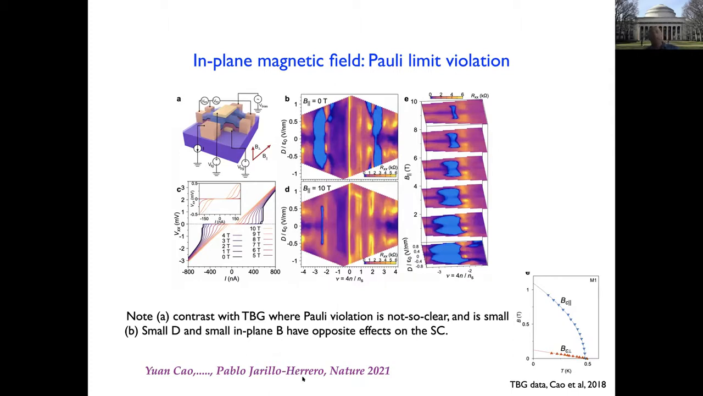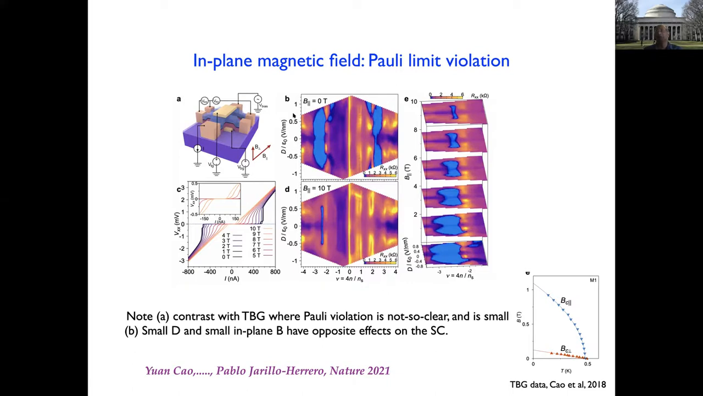So this third paper, the most recent paper by Pablo's group, finds a very striking phenomenon when they turn on an in-plane magnetic field. So if you look at the IV curves, an in-plane magnetic field of up to 10 Tesla is not able to completely suppress the superconductivity, right? So the superconductivity survives up to these remarkably high fields of 10 Tesla, given that the BKT temperature is only about a couple of Kelvin.